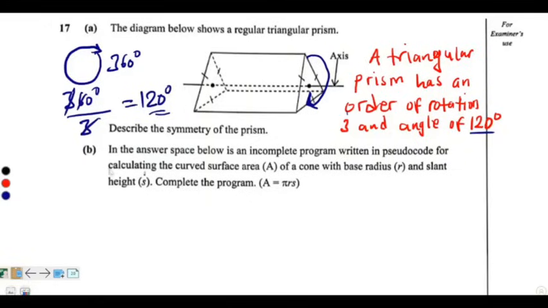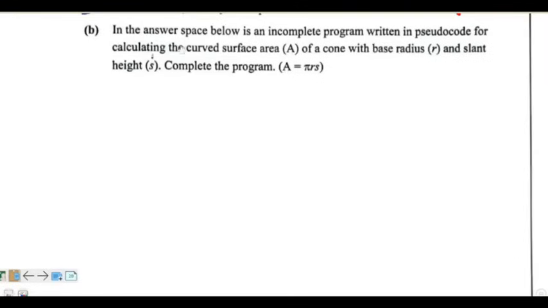Now let us look at question B. So this is our question B. In the answer space below is an incomplete program written in pseudo code for calculating the curved surface area of a cone with base radius r and slant height S. Complete the program. So here they have given us something. We are looking at the curved surface area of a cone, of which the formula we have been given is the area is equal to pi r s. This is the formula, okay, pi r s.